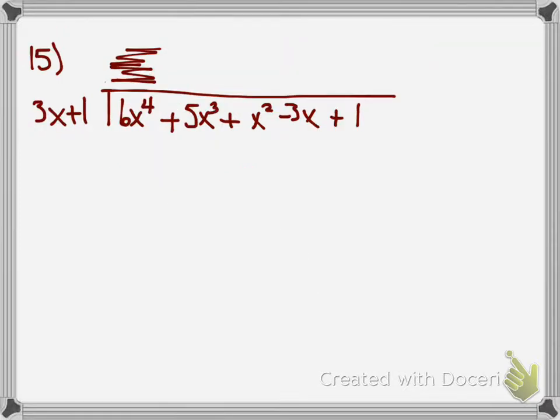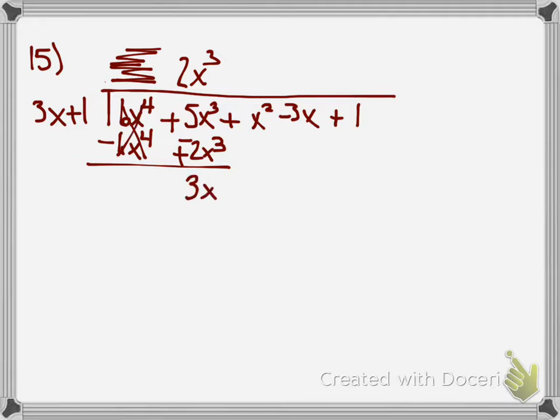So number 15, same idea, same principles, a number in front. I'm going to go, okay, 6 divided by 3 is 2, and that would be x cubed because it's over the x cubed. 2 times 3 is 6x to the 4th. 2 times 1 is 2x cubed. Change my sign. 5 minus 2 is 3. And then bring down the x squared.